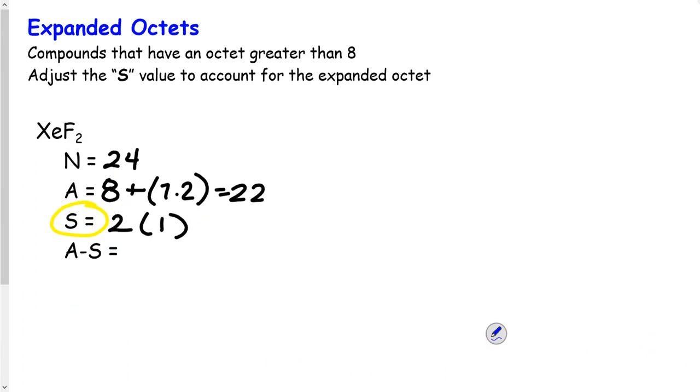The last portion of bonding is what's called the expanded octet. Everything works exactly the same with an expanded octet as what you have already seen, except that whenever you go to calculate your shared electrons, which is your S value, you will not have enough bonds to account for the number of atoms. So as you can see from this example, xenon with 2 fluorines.